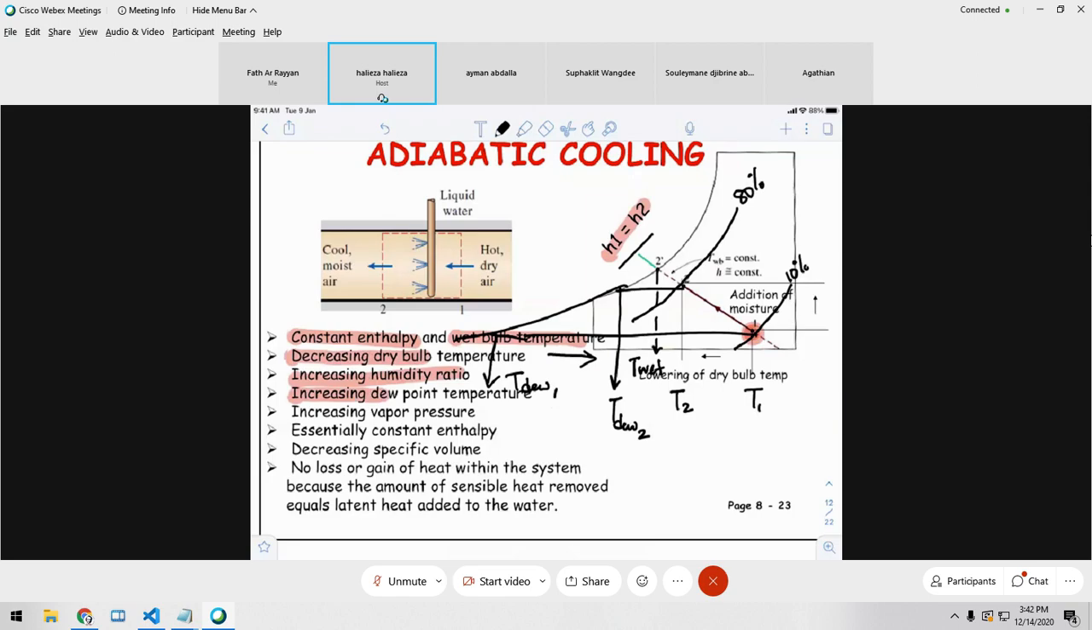Okay, you guys getting out already? Let's see. Anything else? There's no loss or gain of heat within the system. Just like I mentioned just now, it's just between the water vapor, the liquid water, and the hot air. That's how the heat changes. There's no heat loss to the surroundings.